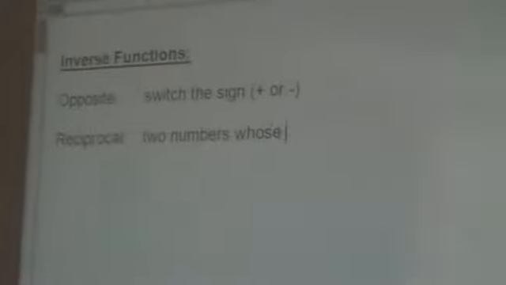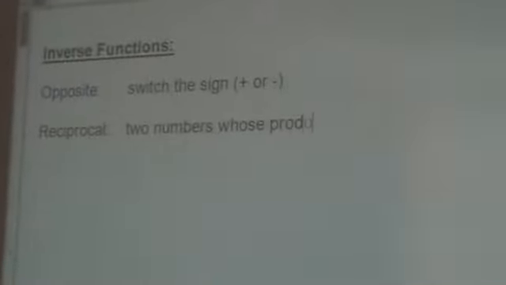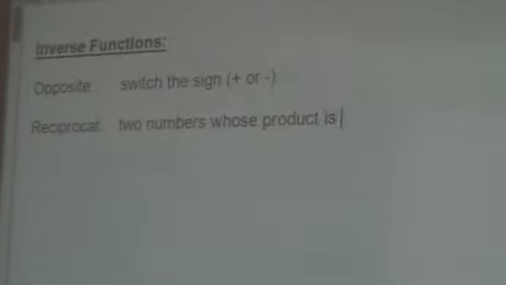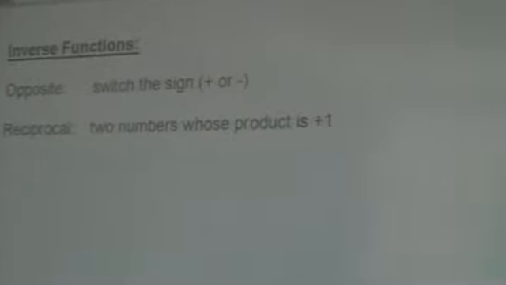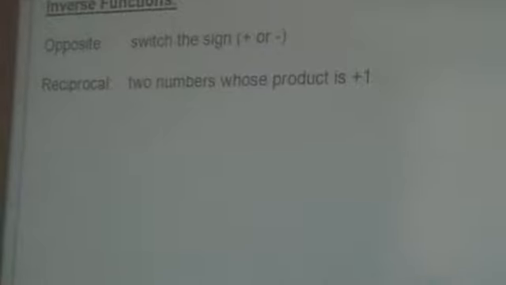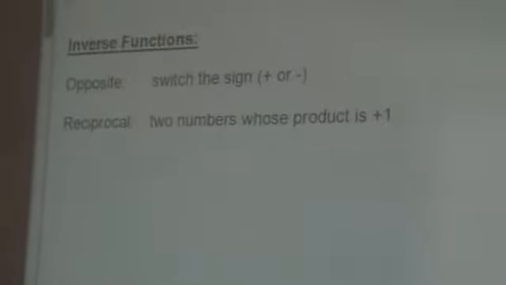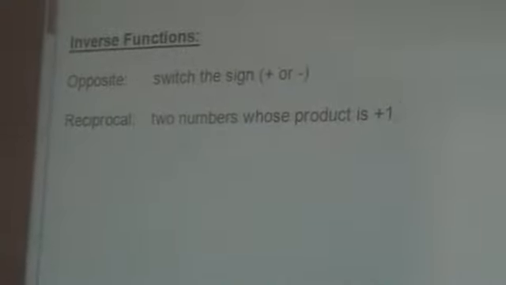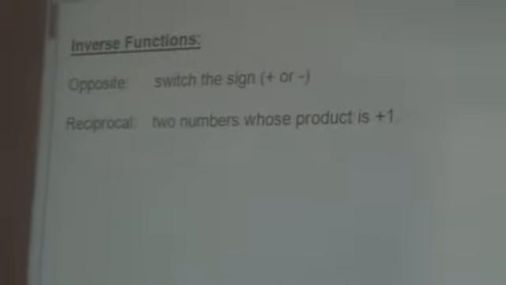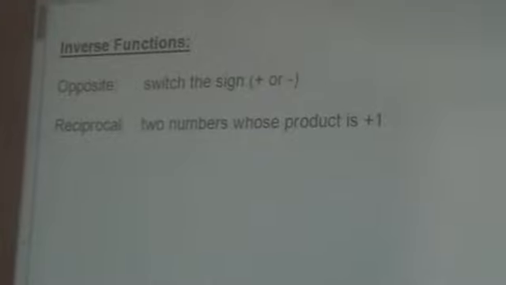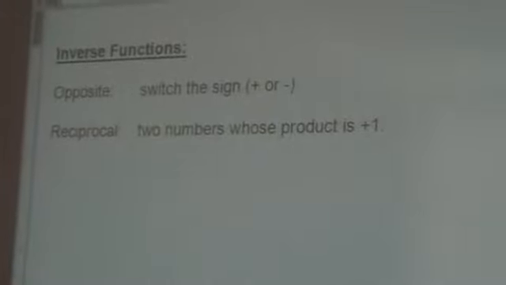Reciprocals are two numbers whose product is positive 1. Any two numbers whose product is positive 1 are reciprocals of each other. What do you get when you multiply 1/3 times 3? 1. What do you get when you multiply negative 5 times negative 1/5? 1. You guys with me there?